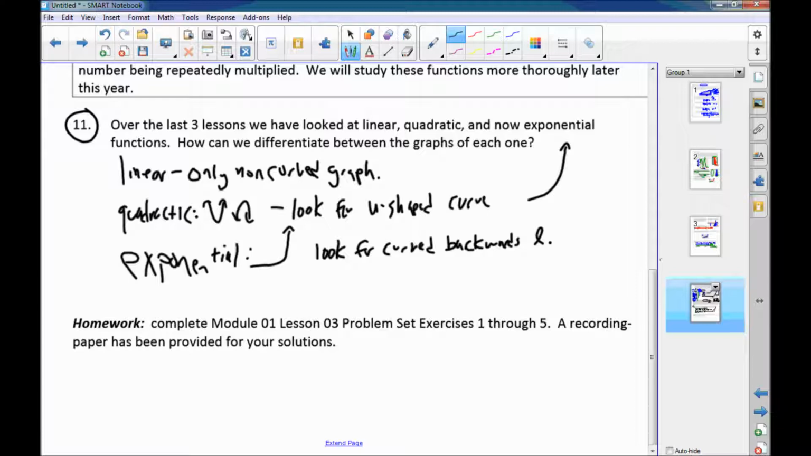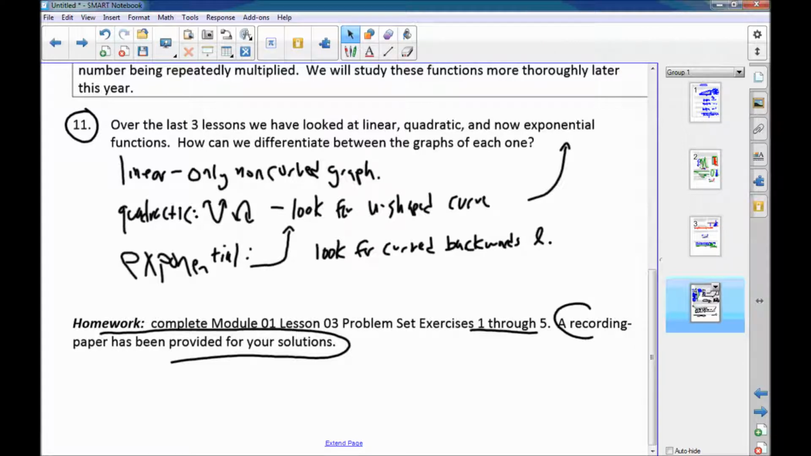All right, so that completes our lesson. You had to do a Module 1, Lesson 3 problem set, exercises 1 through 5. And I did give you a recording paper, but you need to read the questions and figure out what you record where. Hopefully if you were out or you just didn't quite get it the first time, this will help you. And these will always be up on the class website. See you next time in class.